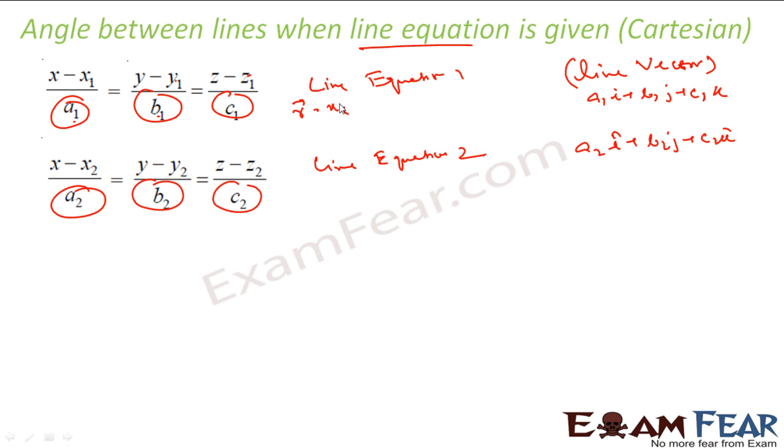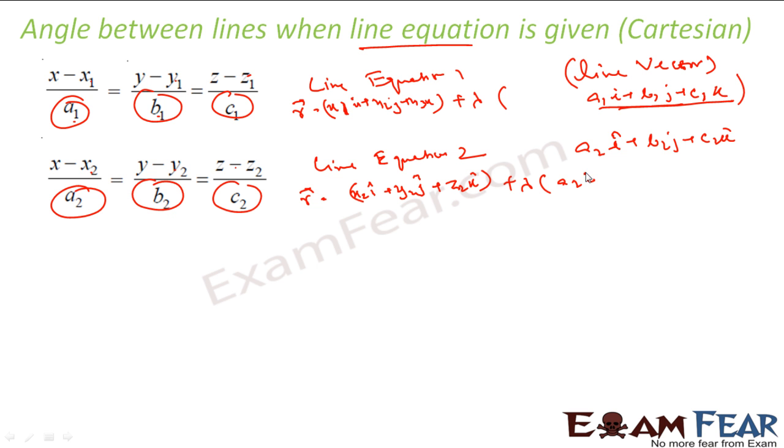x1i plus x2j plus x3k plus lambda into this side. That means it passes through this and is parallel to this. So we are looking only for this. And in this case we are looking only for this, because here it says that the line passes through x2, y2, z2. That means our vector is nothing but x2i plus y2j plus z2k and is parallel to this a2i plus b2j plus c2k.